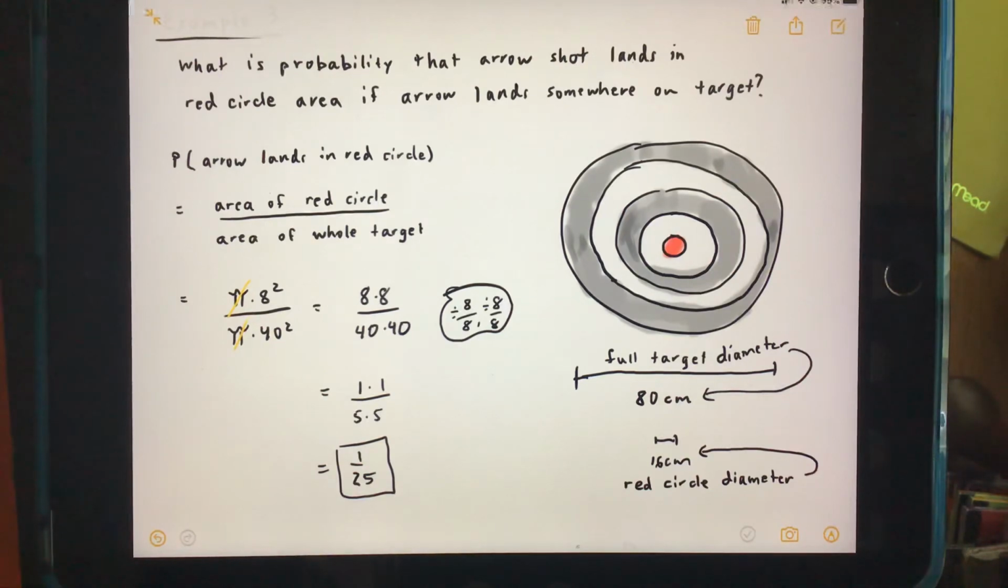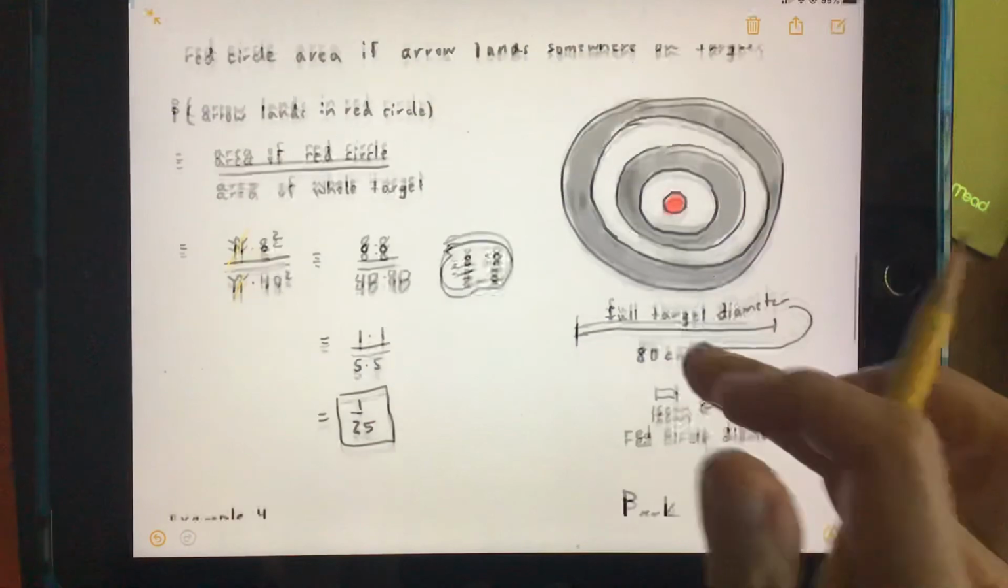So randomly, that arrow could land in that red circle only 1 out of 25 chances. That's if the skill level of the person shooting the arrow isn't honed or good yet, and they can randomly hit that target somewhere. All right.